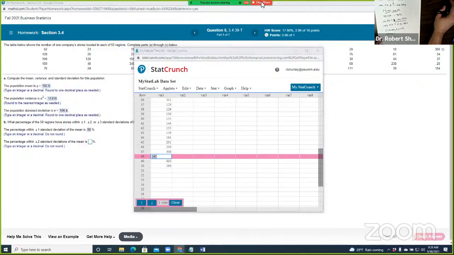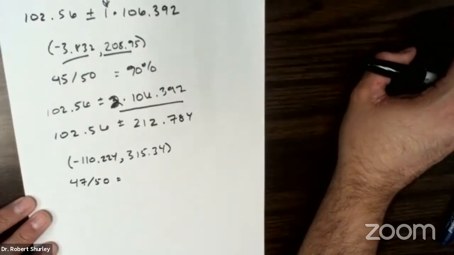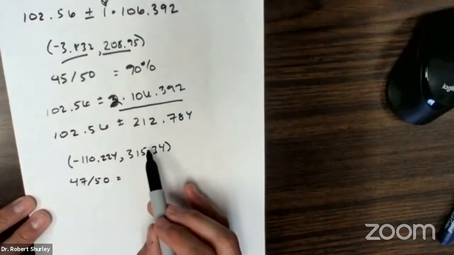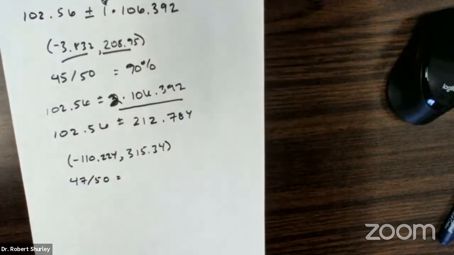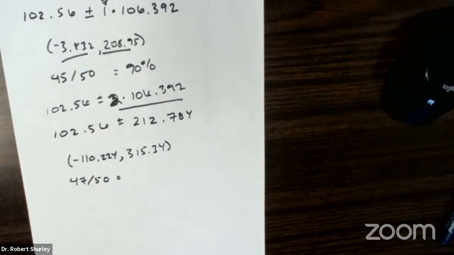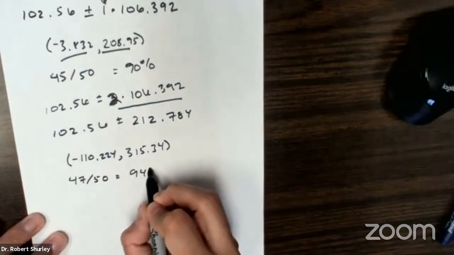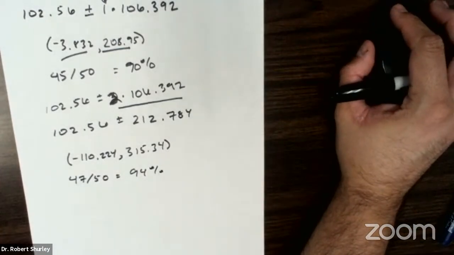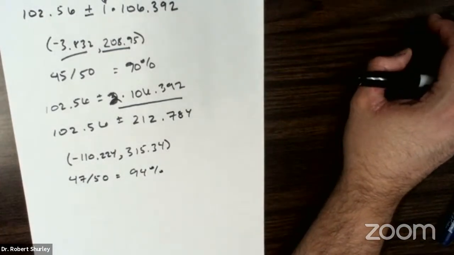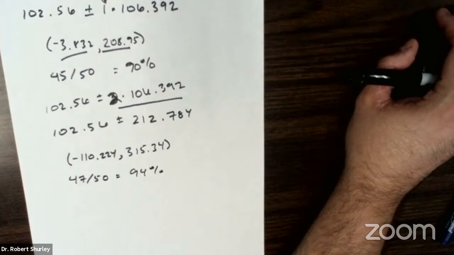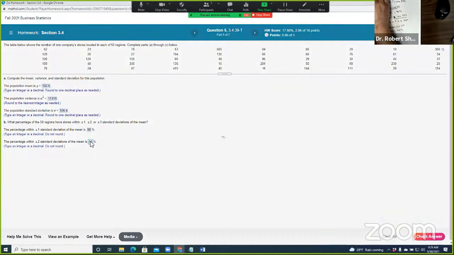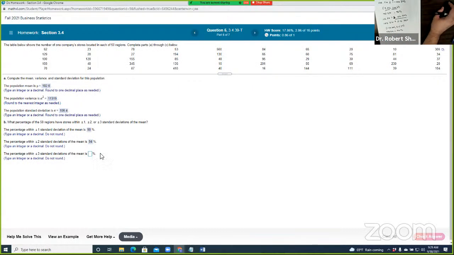So if I go back, let's stop sharing this. I go back to here, 47 out of 50 are under 315. Right? So 47 out of 50, 47 divided by 50, that's going to be 94%. So if I go back to my StatCrunch here, and I put in 94%, boom, nice work. Okay, so now let's do 3.